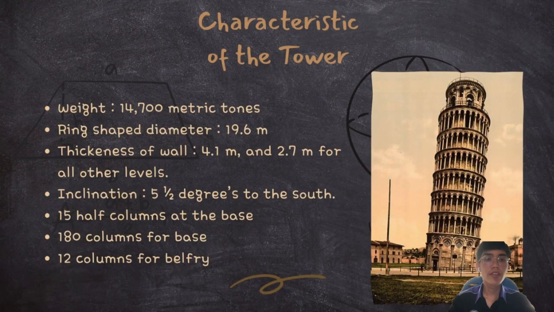In terms of characteristics, the tower weighs about 14,700 metric tons and has a ring-shaped diameter of 19.6 meters. The walls are 4.1 meters thick at the base and 2.7 meters thick at the upper levels. It consists of 180 columns at the base and 12 columns in the belfry.